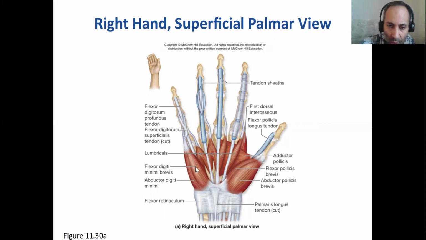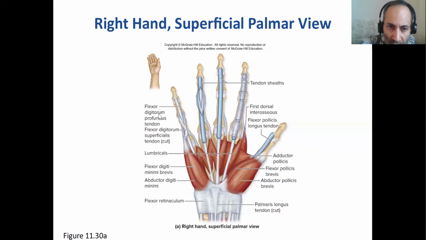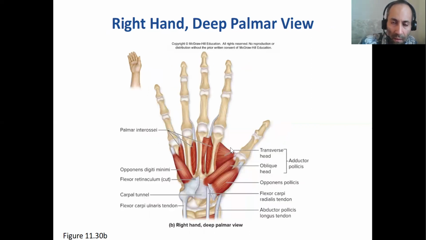Okay, now let's take a look at the hypothenar muscles here, right? These ones: flexor digiti minimi, it flexes your little finger, digiti minimi brevis, abductor digiti minimi, causes your pinky to move away, these two here. And then the lumbricals, which literally means worm-like muscles, in between, that help with the extension and flexion of the digits as well. All right.